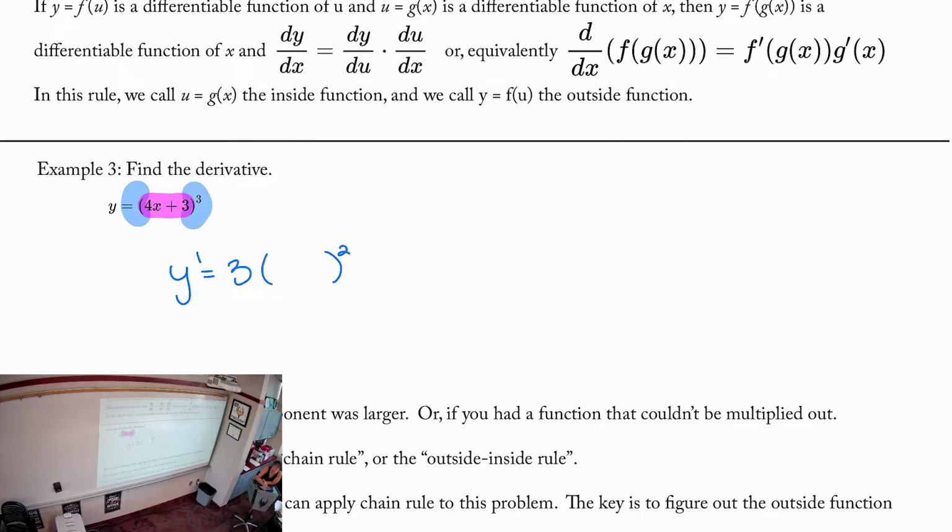Okay. So you take the derivative of the outside function. So you bring down the 3, and then you have the parentheses to the second power. What goes in the parentheses is still your inside function. It is still 4x plus 3. Then you multiply by the derivative of 4x plus 3, which is 4. And that's it. Wow.